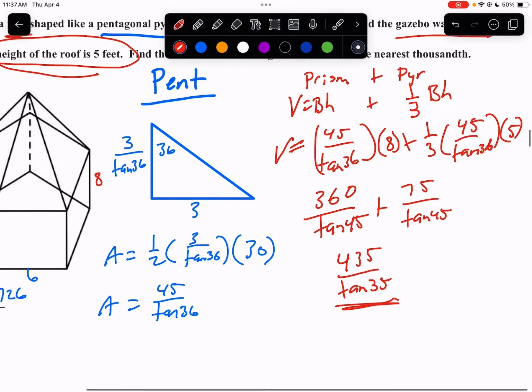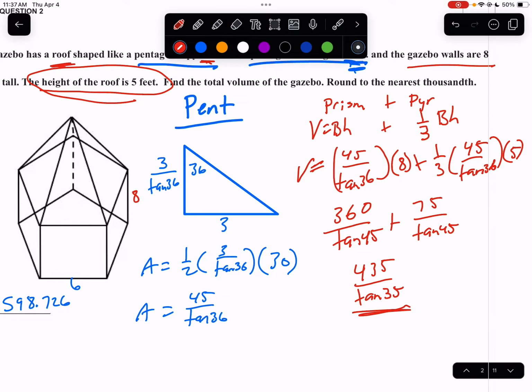But they did ask us to round to the nearest thousand. So I'm going to type that in. 435 over tan 45. Guys. Okay, maybe my head's not in it. It's not 45. How many degrees is this? 36. 36. And then I wrote 35. What is going on? Okay, it's 36. I was like, 45? I would have never done tan 45. That's a special... Oh, my goodness.